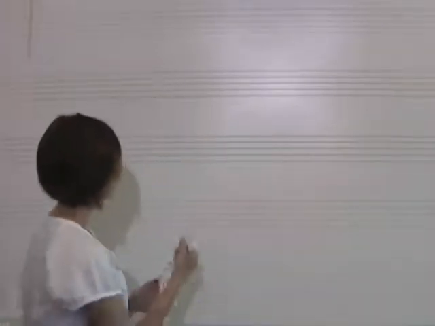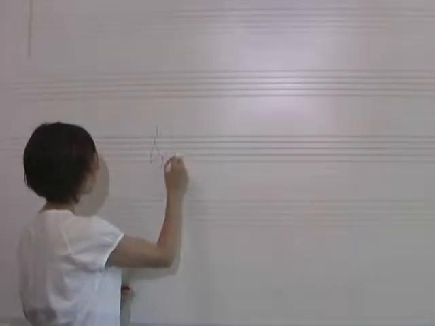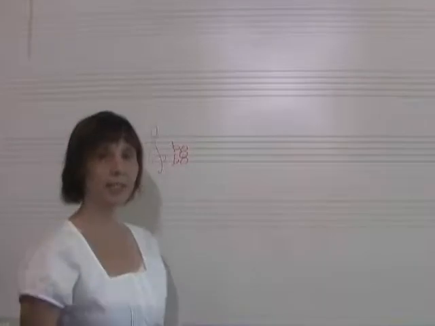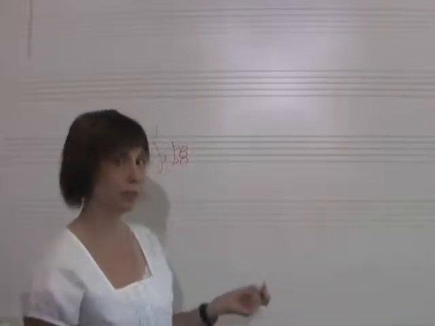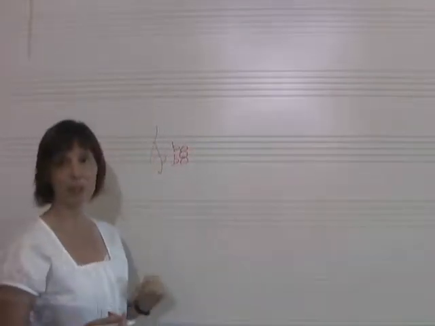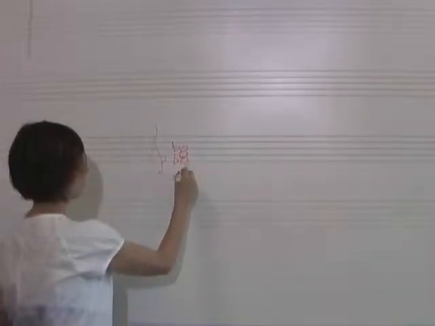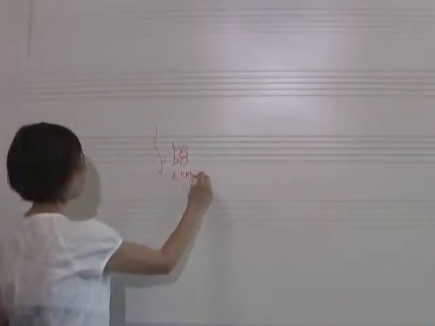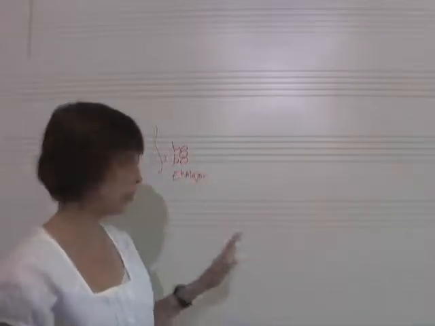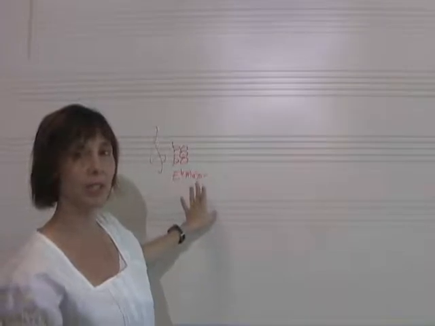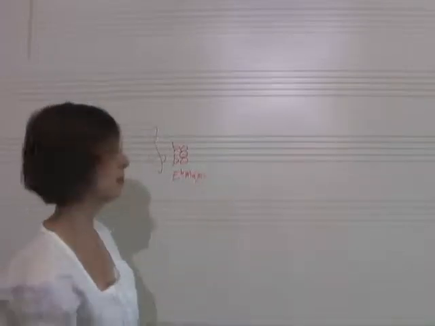So remember I mentioned before that triads are named after the root. So this right here is an E-flat major triad. And this is what we call root position. And we call it root position because the root is on the bottom.